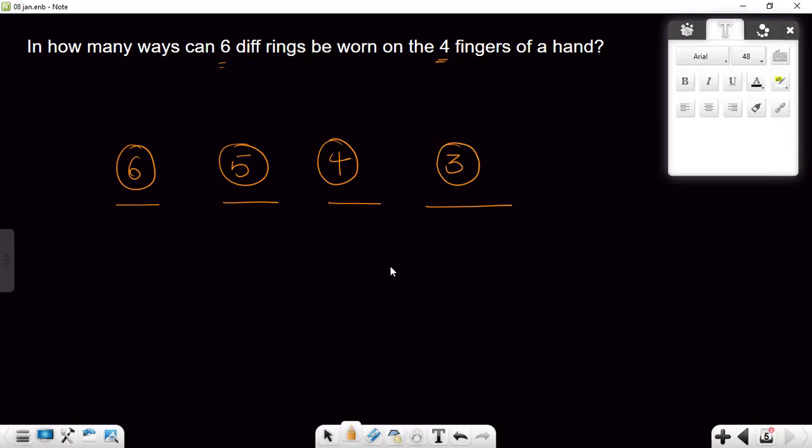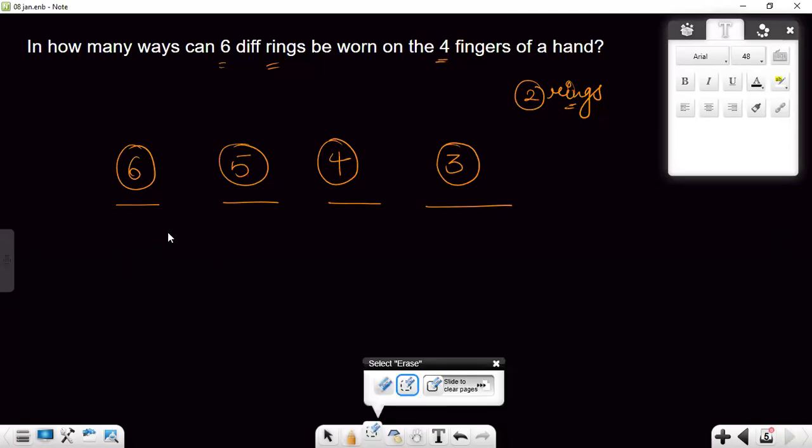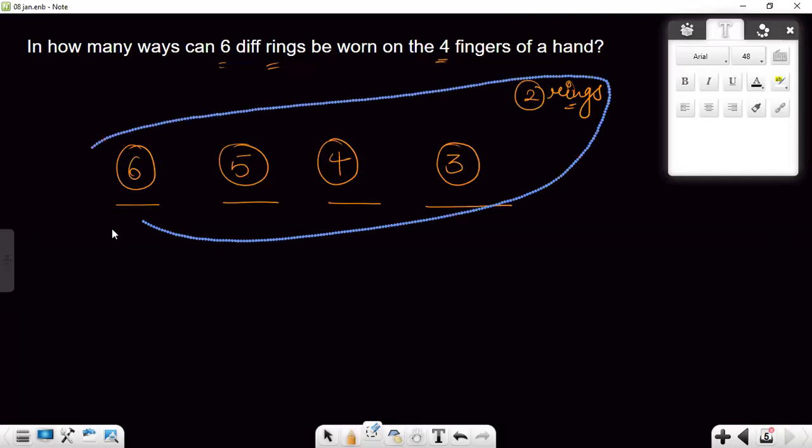But there is a mistake here. After using all the fingers, 2 rings will still be left. Because in this condition, we are assuming that we will only be wearing one ring on a finger. That's not what we are supposed to do, because we have to utilize all the rings.